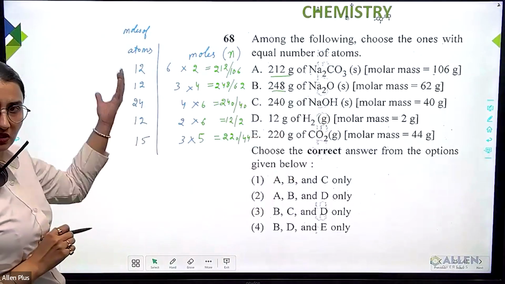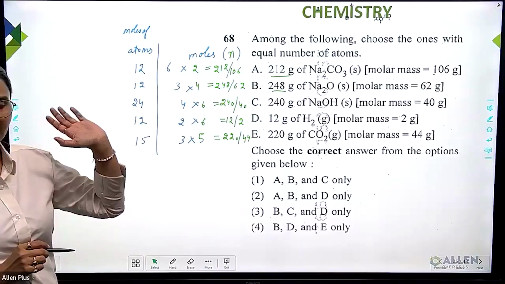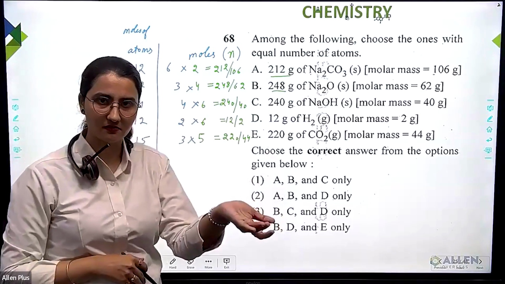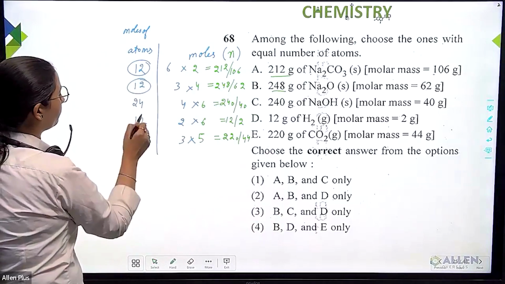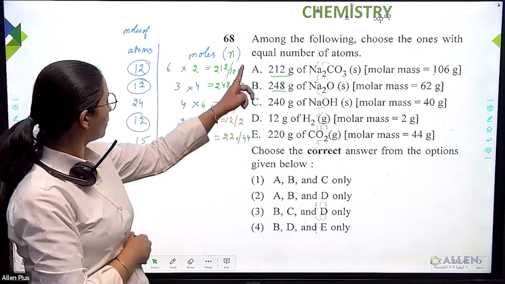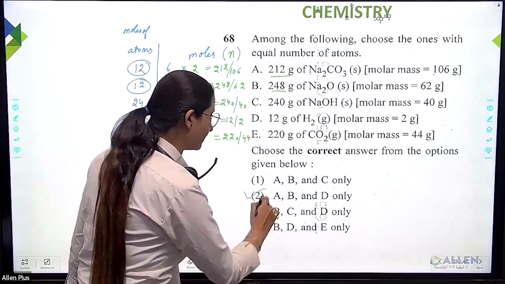Moles of atoms same. So we can compare moles. Which numbers are same? These 3. So the correct option is A, B, D. A, B, D. 2.